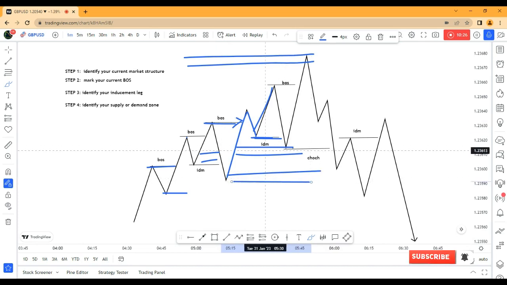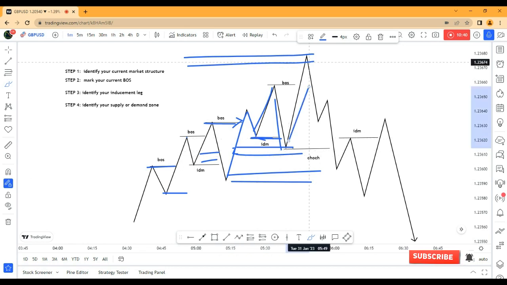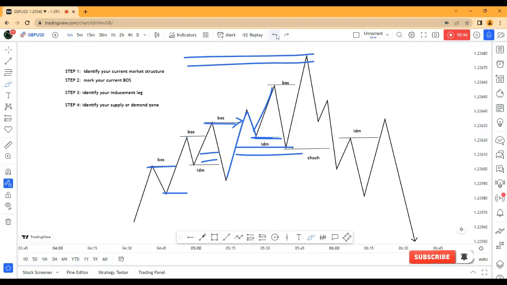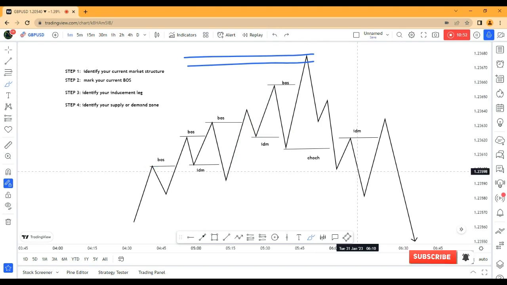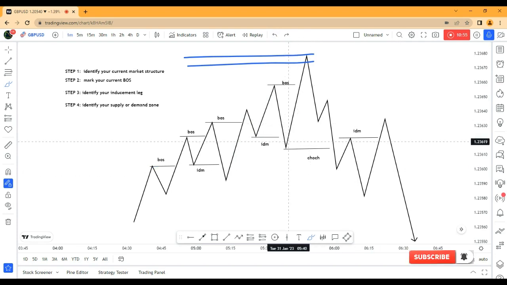When you find your demand zone, you wait for price to come and tap into the demand zone, clear the liquidity beneath this particular low before pushing to the upside. That is how you should be taking your entrance, and this entry is a high probability entrance.